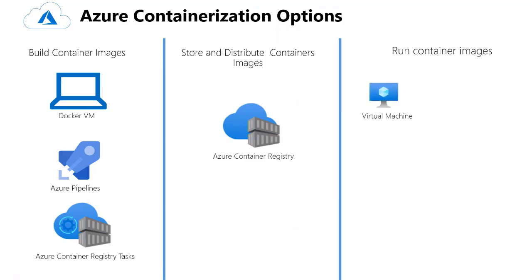When it comes to running container images, we can build a virtual machine, install Docker on that virtual machine, and then use this to run a containerized application. Again, this is not the most optimal option. It has a lot of management overhead going forward.